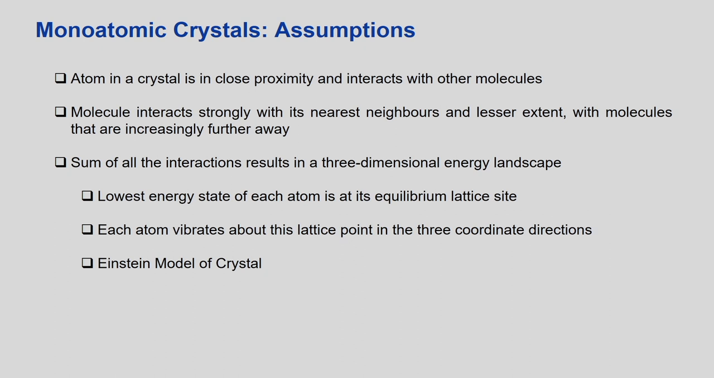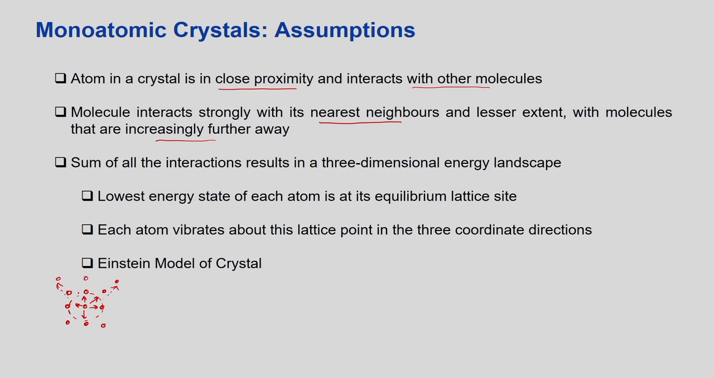In those crystals we assume that the atoms in the crystal are in close proximity and they interact also with other molecules. They are in close proximity, which is true because they are fixed in their lattice sites. So the molecule interacts strongly with its nearest neighbors. If this is the lattice site, all these will interact strongly with the neighboring atoms, and to a lesser extent with molecules that are increasingly further away. So you have maybe some molecules here, here. Obviously, their interaction will be lower as compared to those which are nearby in its sphere.